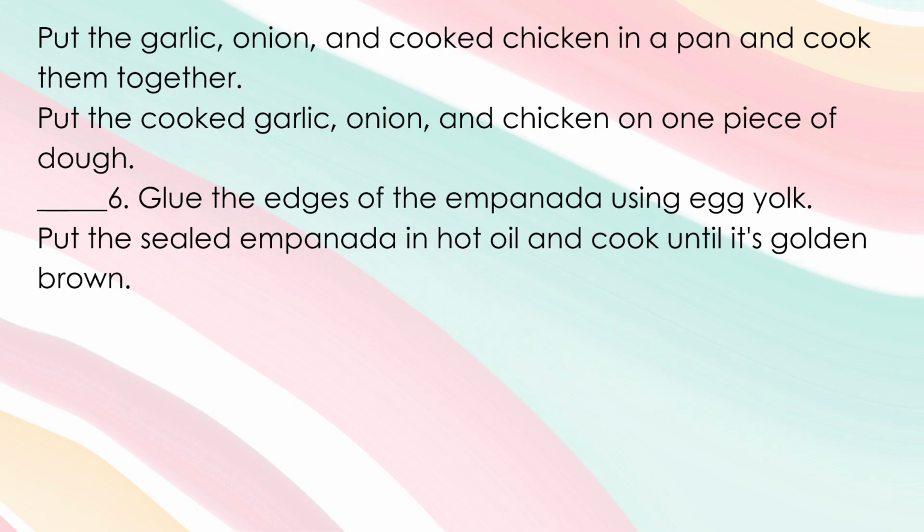6. Glue the edges of the empanada using egg yolk. Put the sealed empanada in hot oil and cook until it's golden brown.